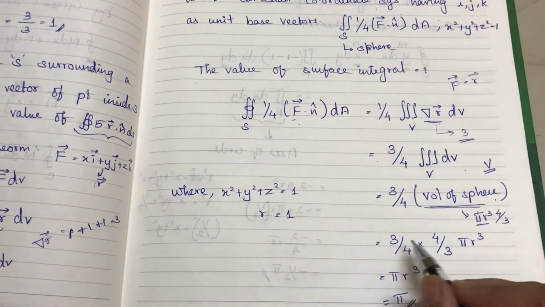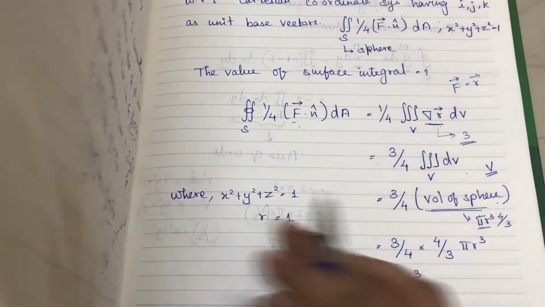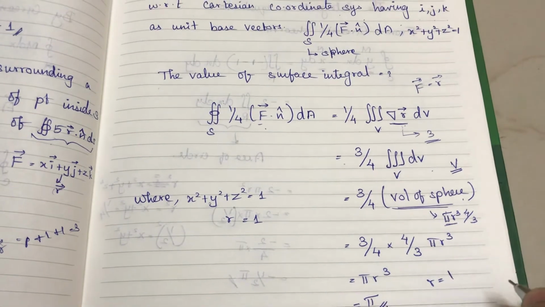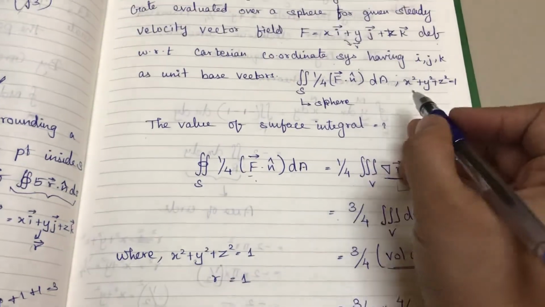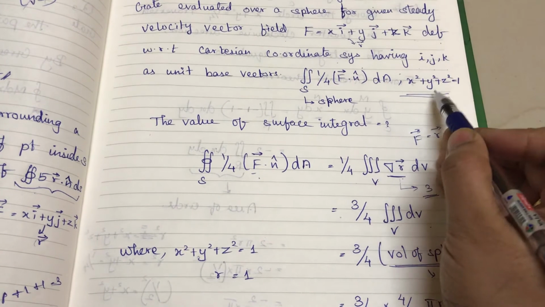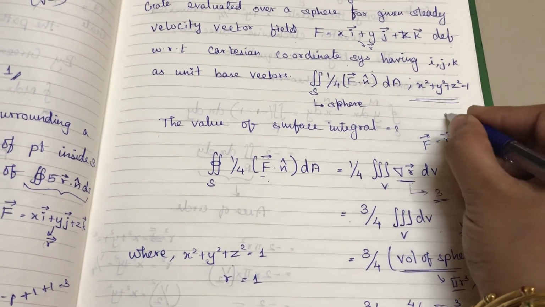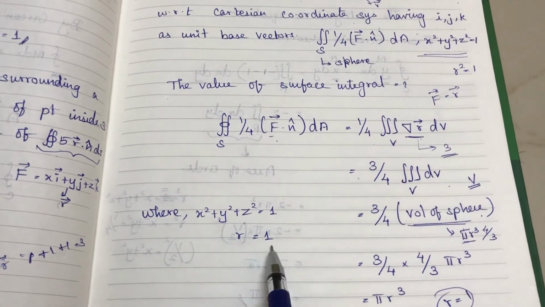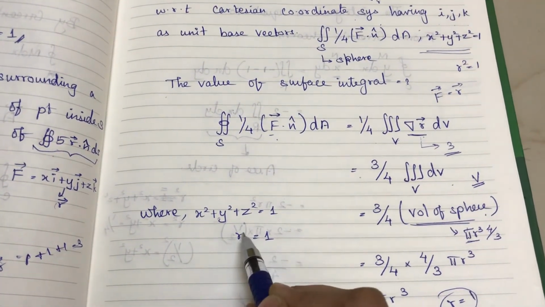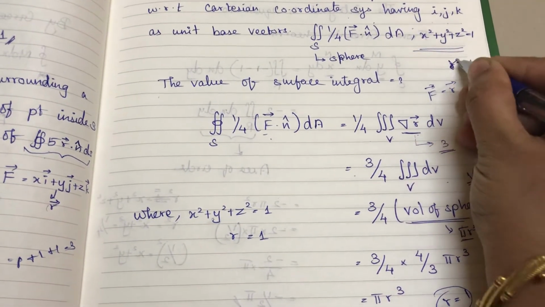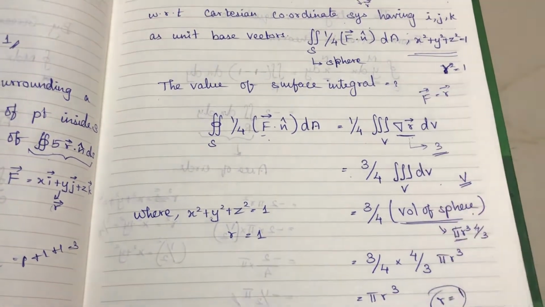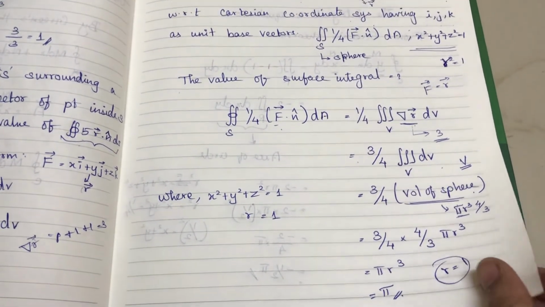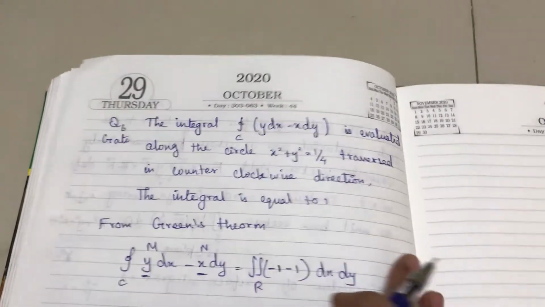Just these will get cancelled and pi r cube will come, where here r is equal to 1. How? You can see here they have given x square plus y square plus z square equal to 1. That is nothing but r square, which is equal to 1. So r is equal to 1. Just substitute here and you will get pi. That's it. Let's see the last sum.